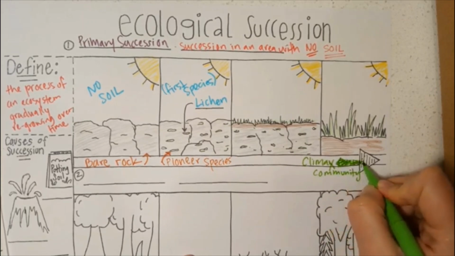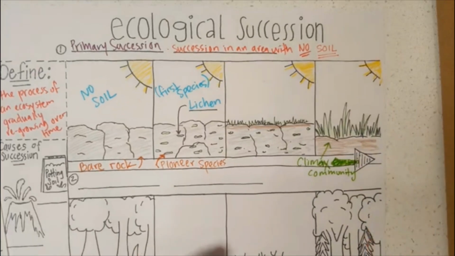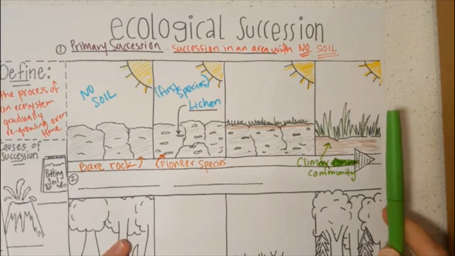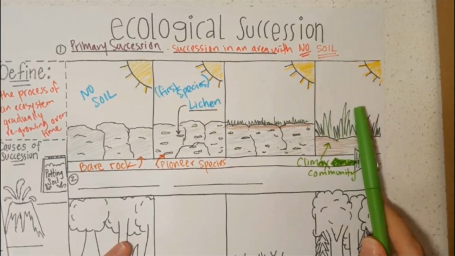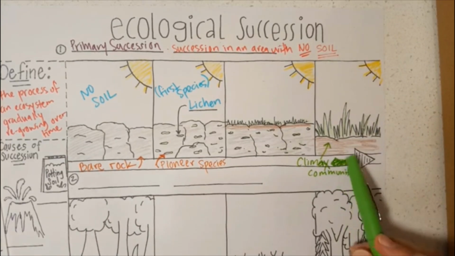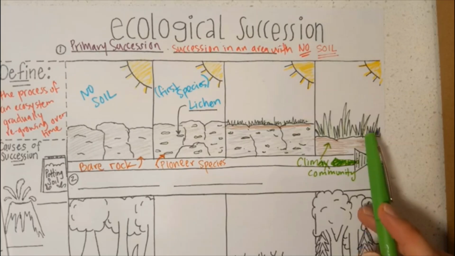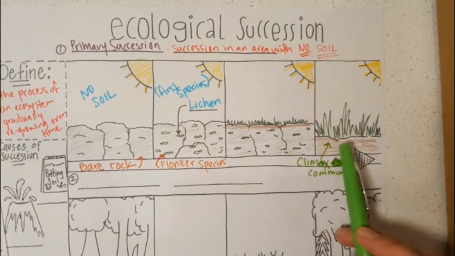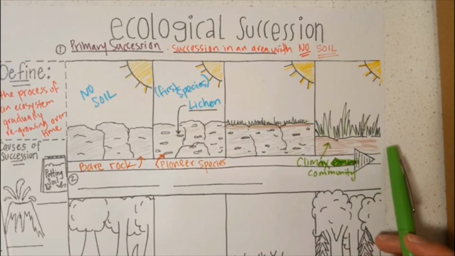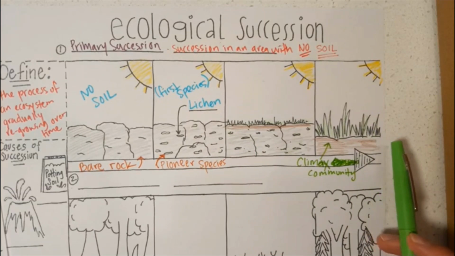So climax community. This climax community is a grassland. This ecosystem can support a grassland. That makes it sustainable for a grassland. So the amount of precipitation in this ecosystem and the temperature range allow tall grasses to grow, maybe some small shrubs, but that's as large as this climax community is going to get. This is a sustainable environment for this ecosystem.